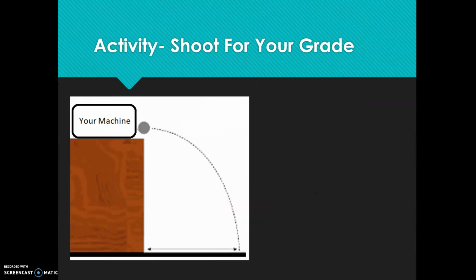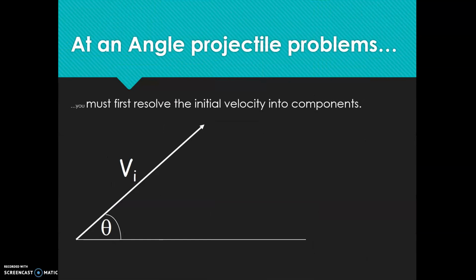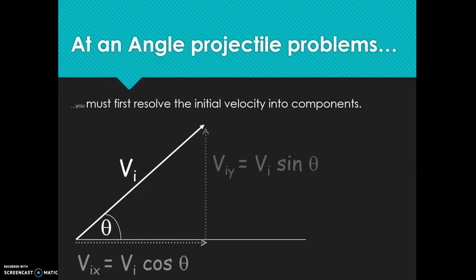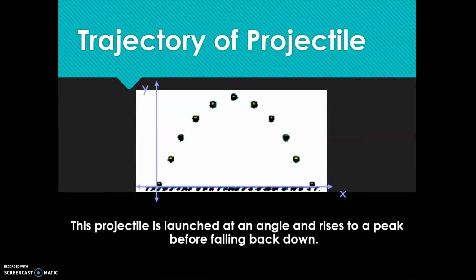So what you guys are going to do is this. It's called shooting for your grade. You're going to make a machine that shoots a ball a certain distance, shooting it horizontally, calculating its velocity, and then figuring out some problem on there. Now, if you shoot at an angle, we're not going to deal with this, but in AP Physics, you will. The way you do that is you have to get your x and y components using the trigonometry that we've already done, breaking it into its components, and then you can add those together.